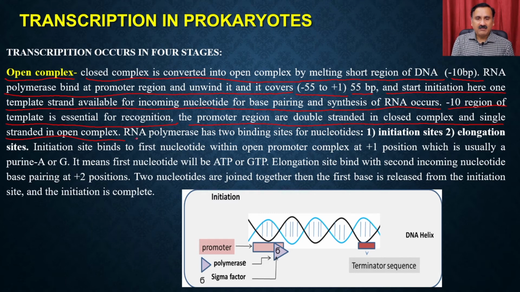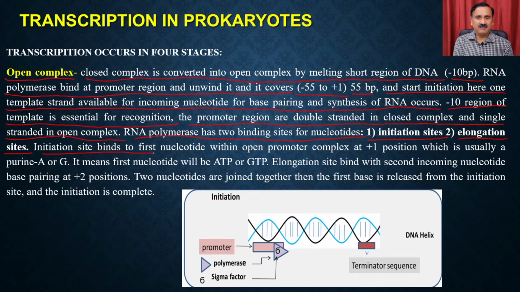See, RNA polymerase has two binding sites for the nucleotides. It has the initiation site and it has the elongation site. So it has two different types of activities for the nucleotide. One, it can recognize the nucleotides and participate in the initiation site, or it can also carry out the elongation.